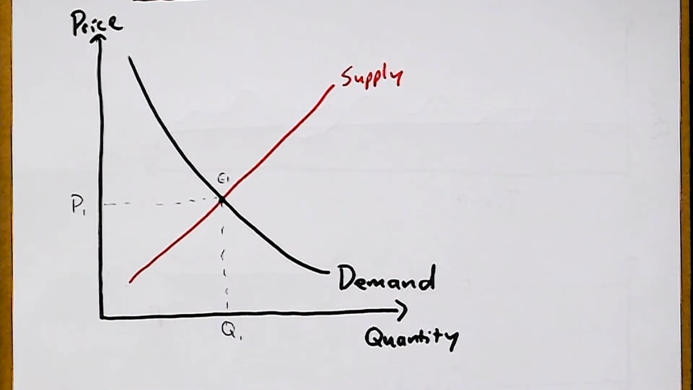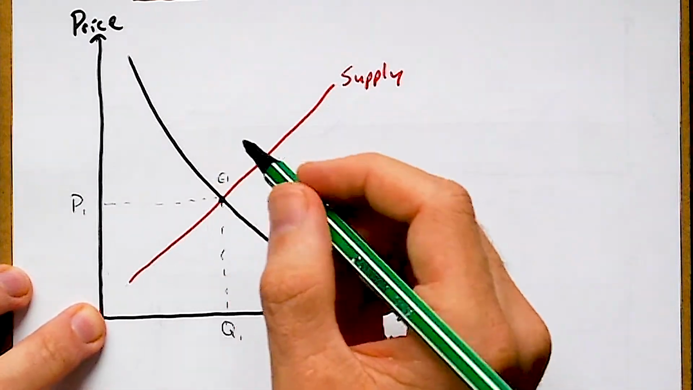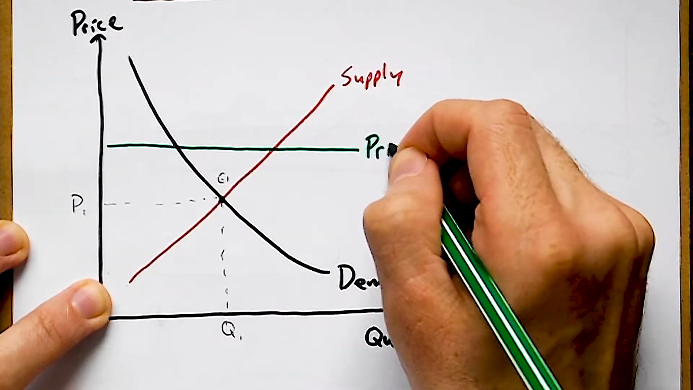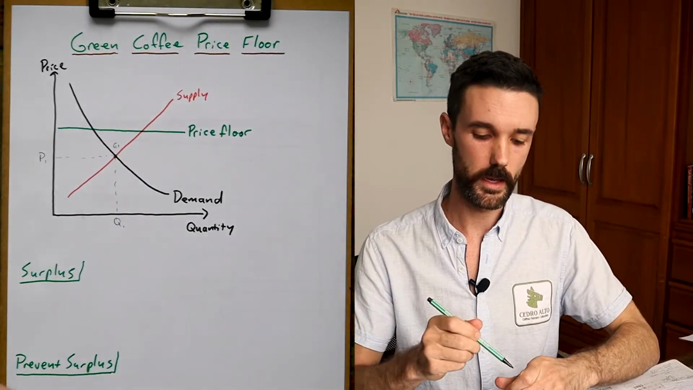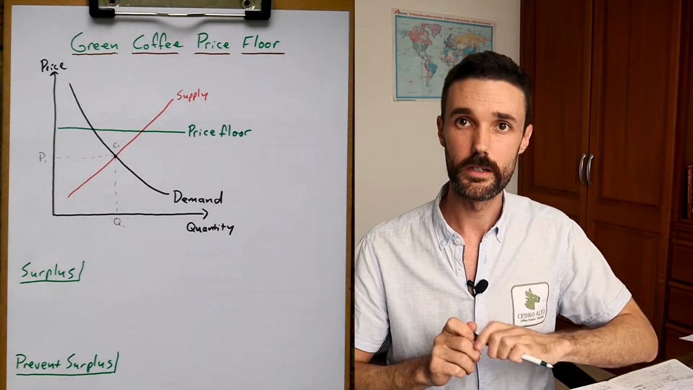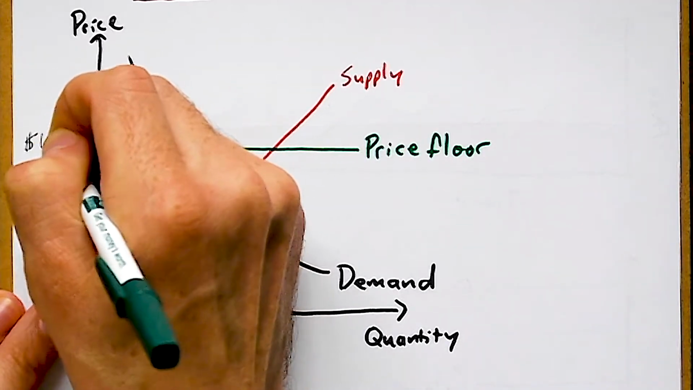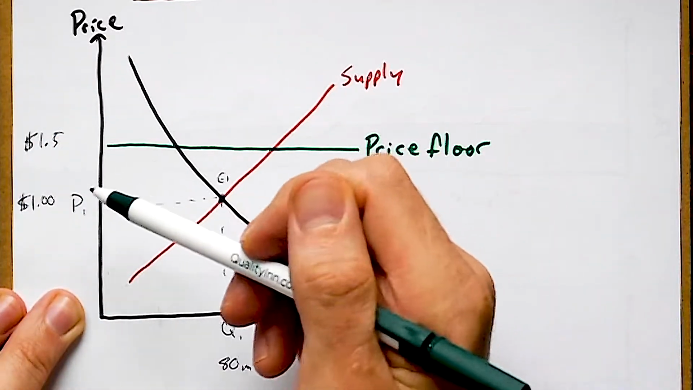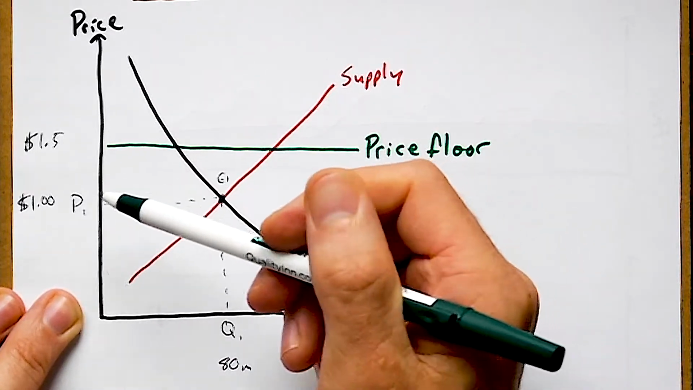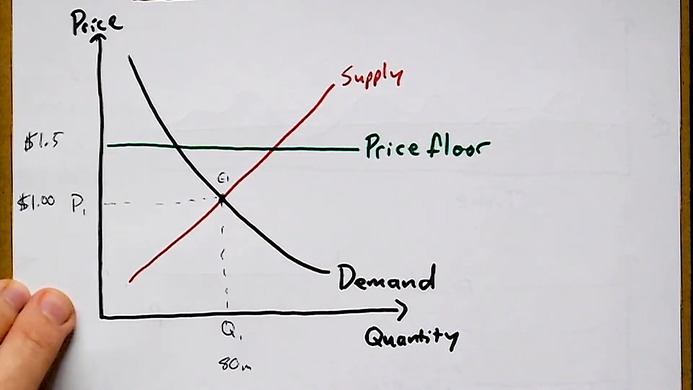So what do we do? We set a minimum price that's going to be higher than the equilibrium price. Here's our price floor. So what happens to supply and demand when someone comes in and inserts a price floor above the equilibrium price? The new price floor is $1.50, a minimum FOB price for green coffee that allows all producers to cover their cost of production and earn a living income.